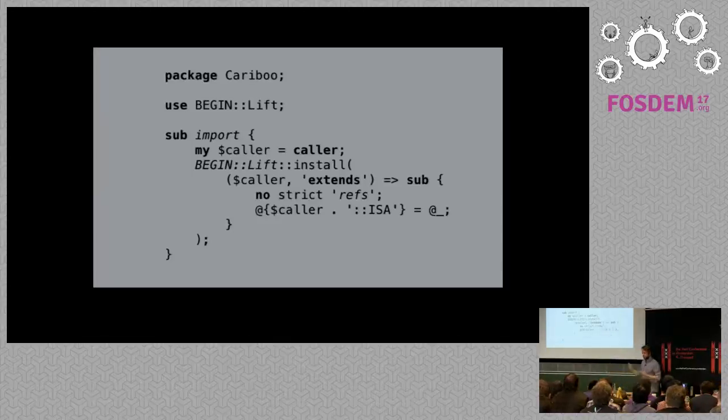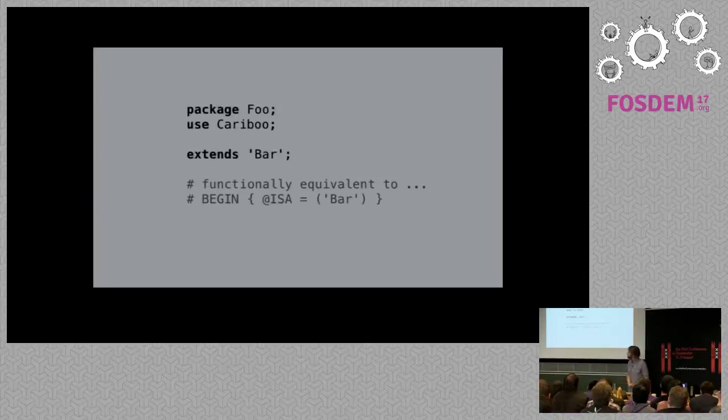And then you can do this in your code, and it is functionally equivalent to, in a begin block, doing the ISA there. So again, all of the work is done in the earliest time possible, and there is nothing left for the interpreter to do at runtime. So this was also one of the things with Moose, is that Moose did a lot of stuff in runtime, and so it had a lot of overhead in that sense. This cuts out a lot of this overhead because it does it as early as possible into the interpreter.